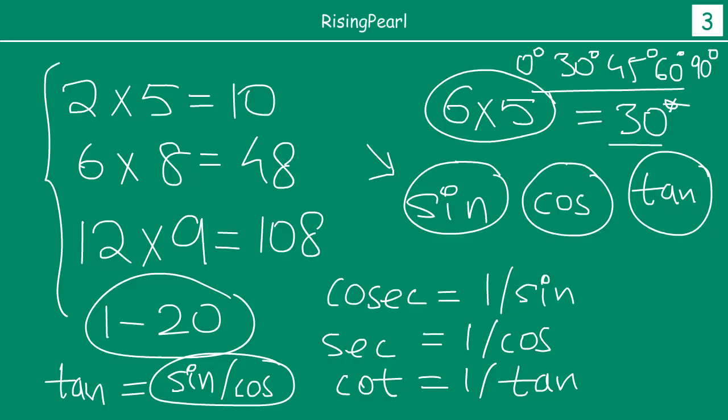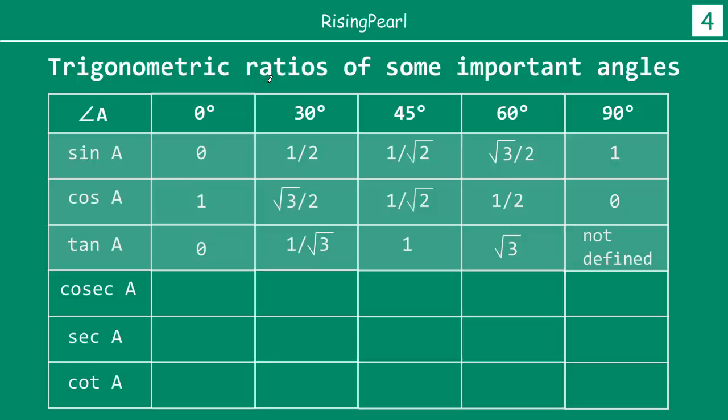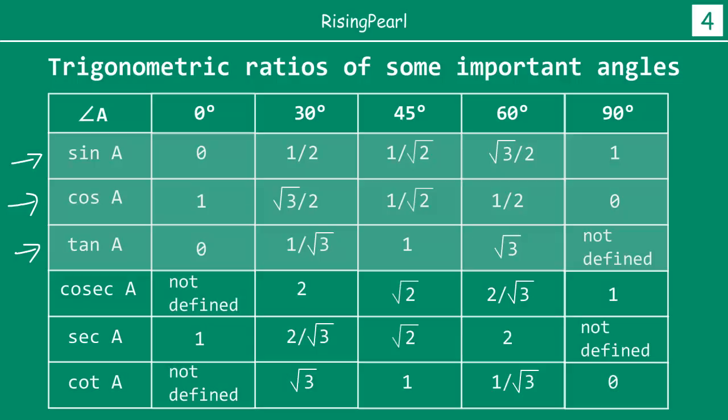In other words, these values, sine, cos, and tan, for half the table, that is for 0 degree, 30 degree, 45 degree, 60 degree, and 90 degree, these shaded or highlighted values for sine, cos, and tan, if you can remember, you can easily plug in for the other half, right? By simply noting that they are just the reciprocals. So cosec is reciprocal of sine, sec is reciprocal of cos, and cot is reciprocal of tan.